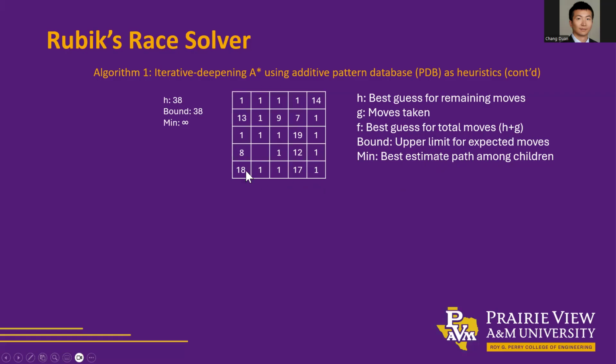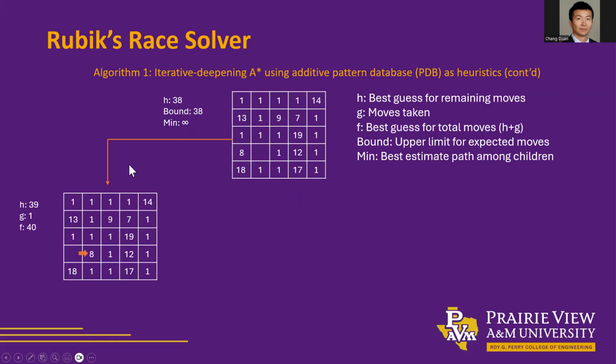Okay, so let's say the figure here shows one initial state, and the estimated guess for the remaining moves for this state from the pattern database is H equals 38. So we first set the bound to 38. That's the best estimate we have, and we don't have any minimum yet, since we haven't explored any of the children paths.